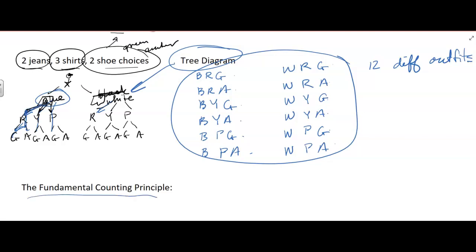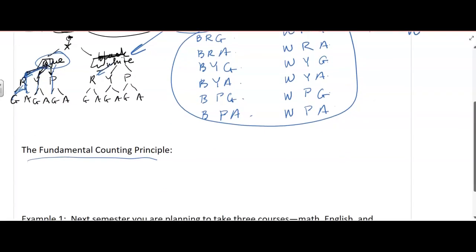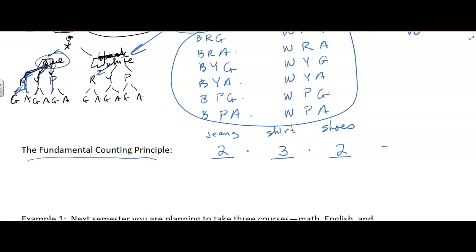So if we're going to use the fundamental counting principle, what we would do is we say, well, we're going to wear jeans, and we have so many choices. We're going to wear a shirt, and we have so many choices. And we have shoes, and we're going to have so many choices. So we had 2 choices for the jeans, we had 3 choices for the shirt, and we had 2 choices for shoes. You multiply these. Okay, so you just multiply 2 times 3 is 6, 6 times 2 is 12. That's the fundamental counting principle.